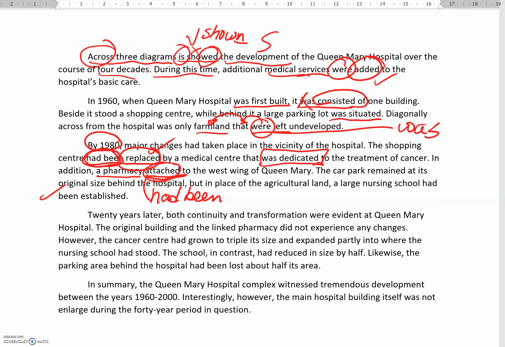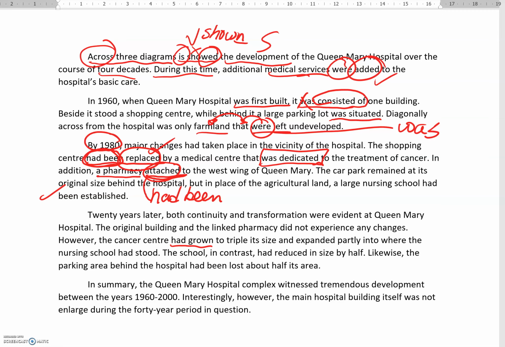Next paragraph. 20 years later, both continuity, continuing, and transformation were evident at Queen Mary Hospital. The original building and the linked pharmacy did not experience any changes. However, the cancer center had grown. So in this case, we don't use the passive. A center can grow. It can do that action of growing. So active verb is fine. Had grown to triple its size and expanded, partly into where the nursing school had stood.